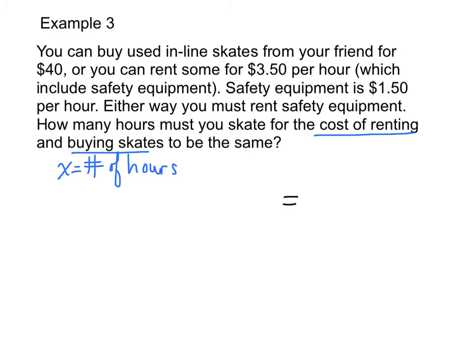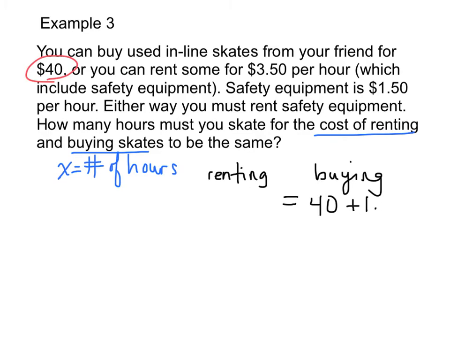So we know that renting has to equal buying. So how much does it cost to buy skates? You can buy them from your friend for 40 bucks. So it's going to be $40 to buy, but that doesn't include rental. How much does the rental of safety equipment cost? It's $1.50. Is it just $1.50? It's $1.50 per hour. So that'd be $1.50 X. Equals the cost of renting.